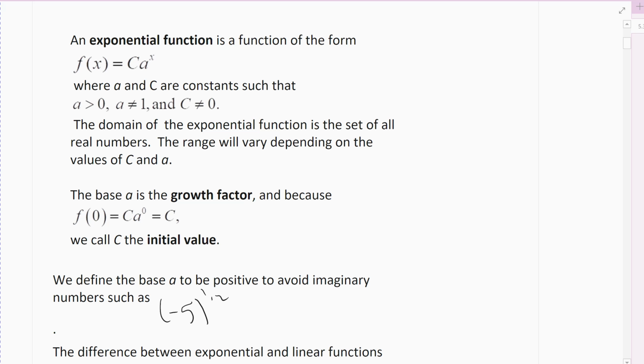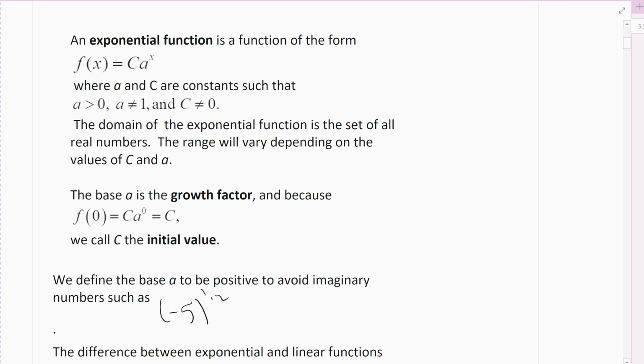C can be anything. The domain of exponential functions is everything. I can plug anything I want into an exponent: positive, negative, rational, irrational, roots. Base a is what's called the growth factor. That's the number by which it's growing over every given period of whatever x represents.